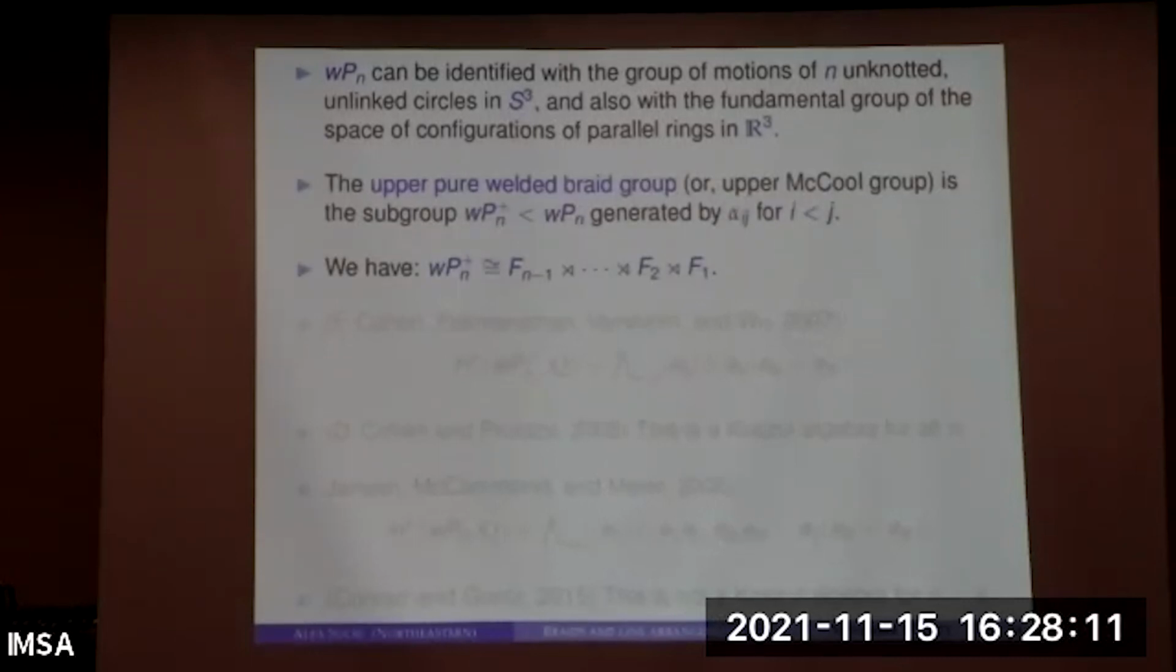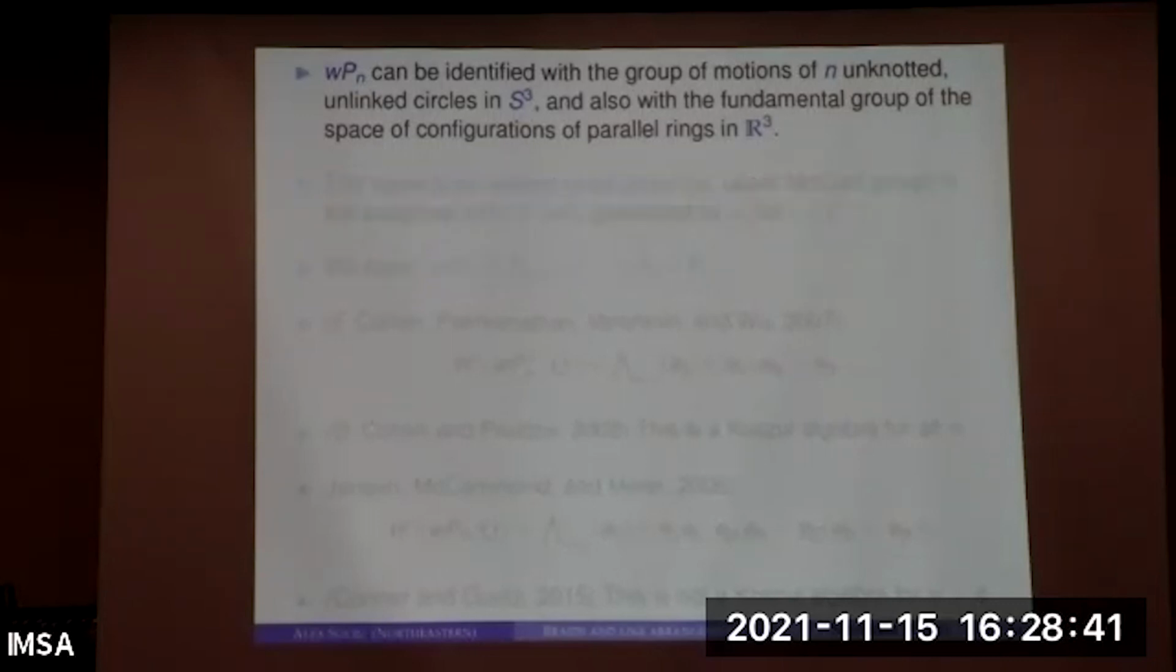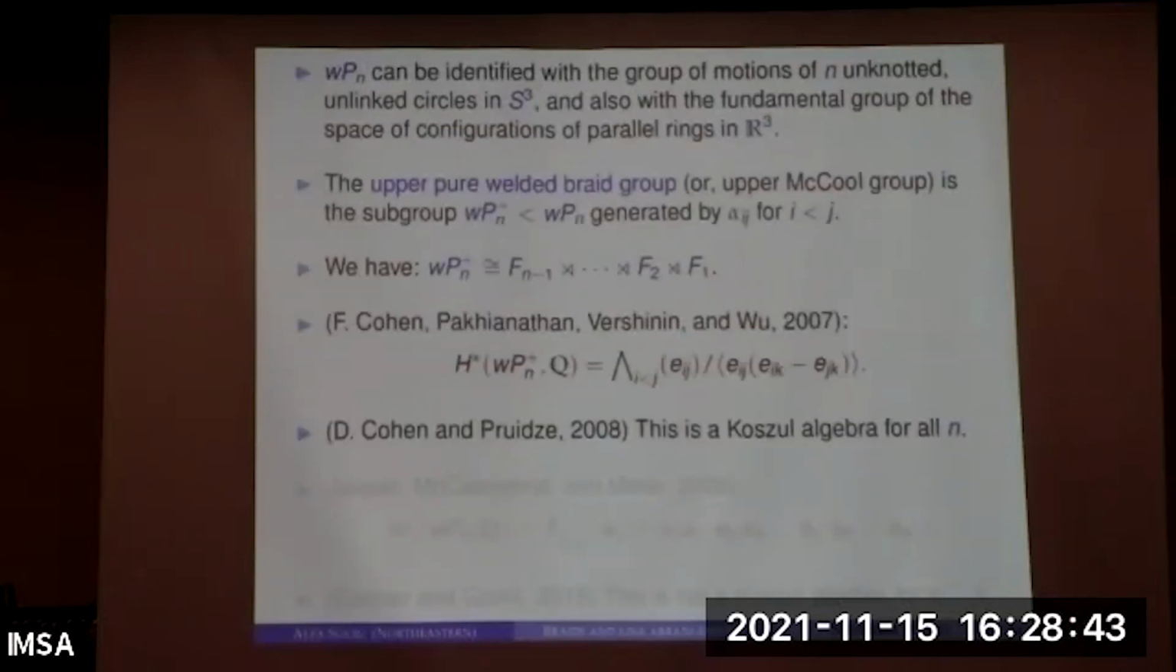Okay, and then there is one more guy here, the upper pure welded braid group. This is a little bit of a tongue twister, and I call it more often the upper McCool group. You look at not all the alpha_ij like in the previous presentation, but only the ones for which i is less than j. So you take kind of half the generators and throw away all the other directions. So we went to WP_n and WP_n plus.